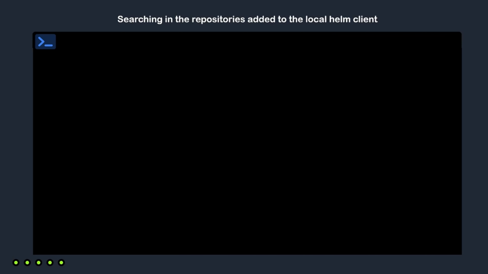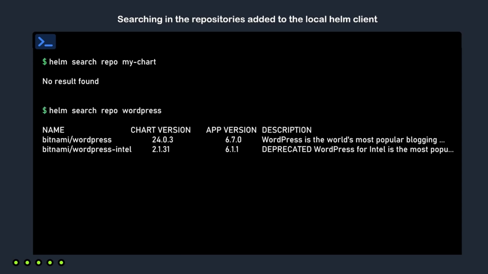After adding one or more chart repositories, we can search for Helm charts using the helm search repo command. If the chart is not available, Helm will display the message "No result found" to tell us that there is no chart with this name available in the repositories added to our local Helm client. Otherwise, Helm gives us a list of charts with the name, the version, the app version, and the description for each chart. So that's all about searching for Helm charts using the Helm CLI.